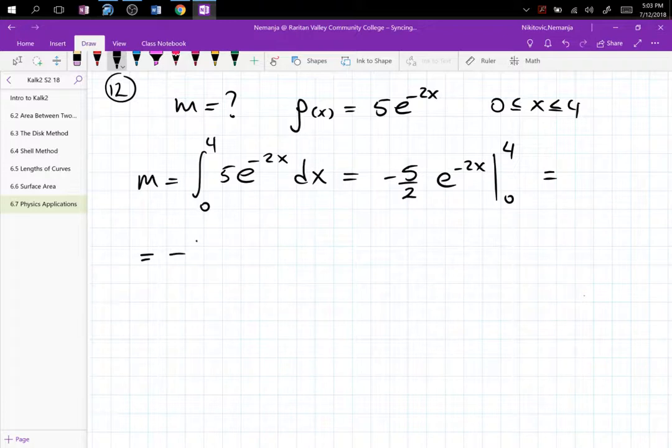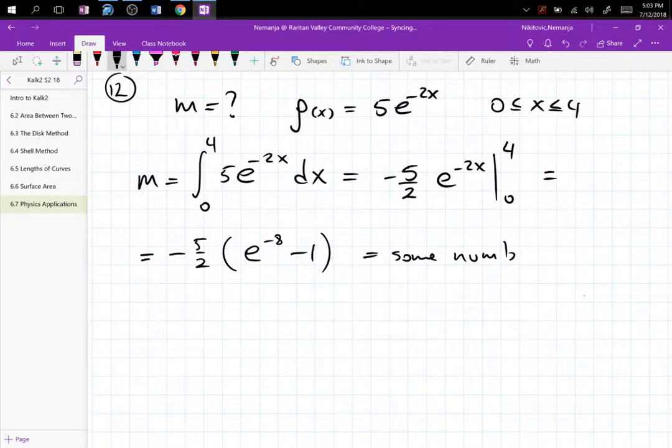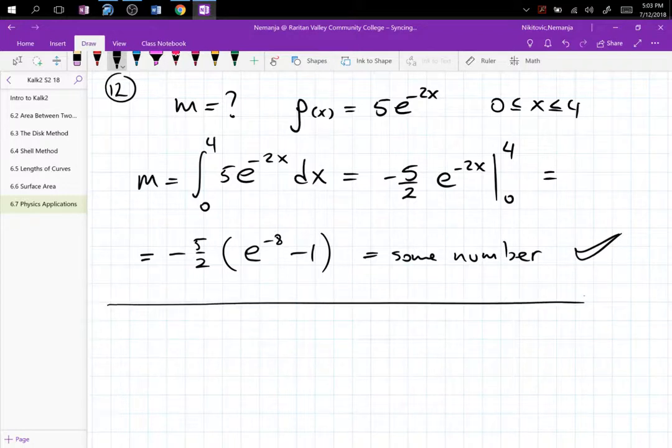That is equal to negative 5 halves times e to the negative 8 minus 1, and that's equal to some number. Then you can go and figure out your number. So we have an exact value, and that exact value is negative 5 halves e to the negative 8. You can write this as 1 over e to the 8th, if that makes you happy.